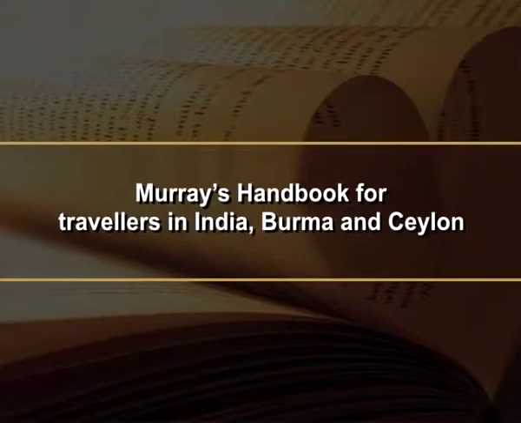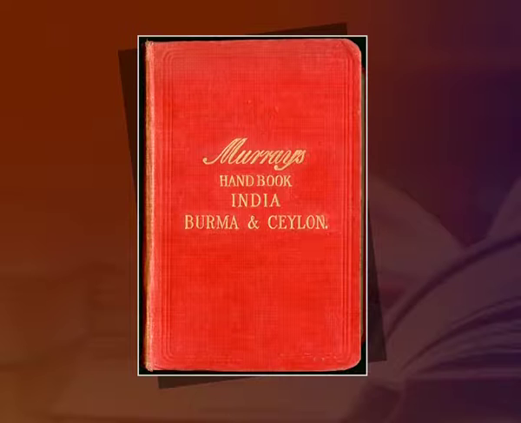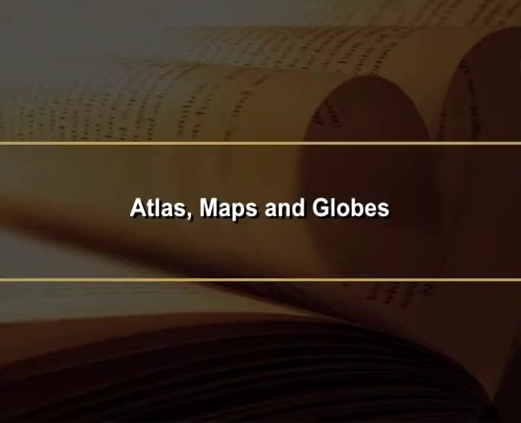Murray's Handbook for Travellers in India, Burma and Ceylon. It is published by Murray, London. It provides maps, lists of terms, and lists of books for further reading about India, Burma and Ceylon. Other examples are Hill Resorts of India, The Traveller's Handbook, India Handbook.